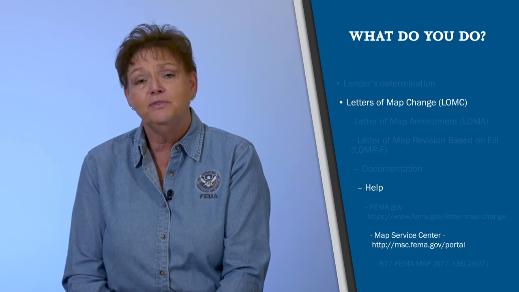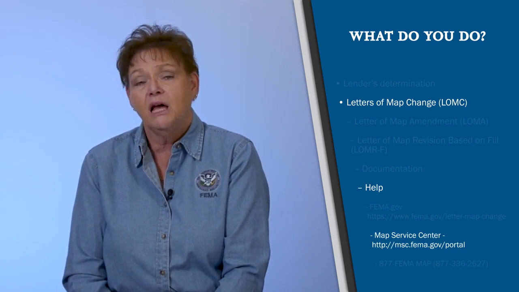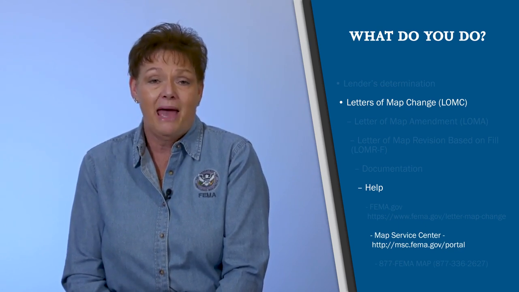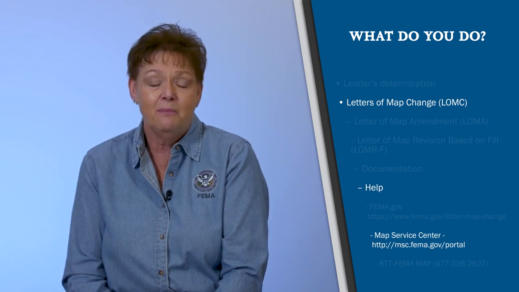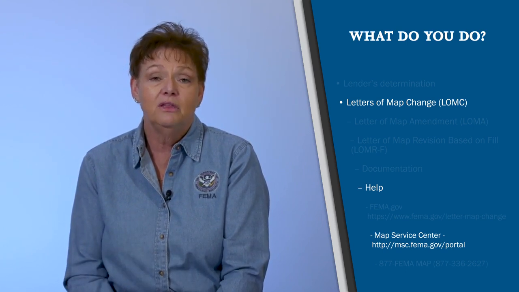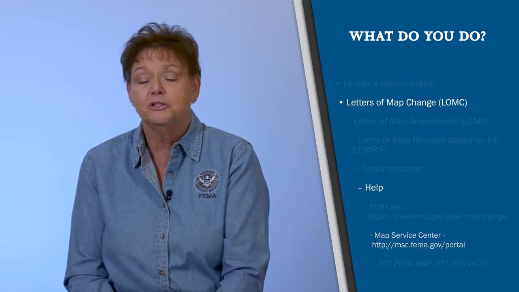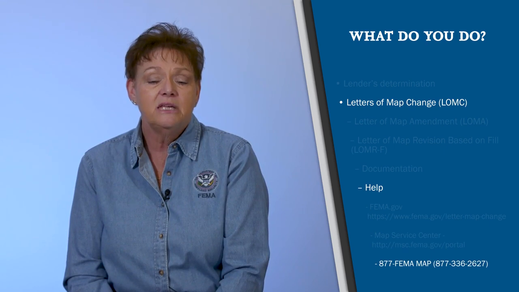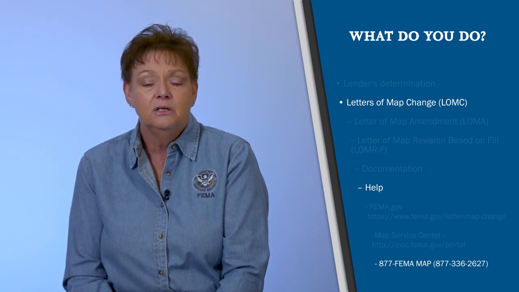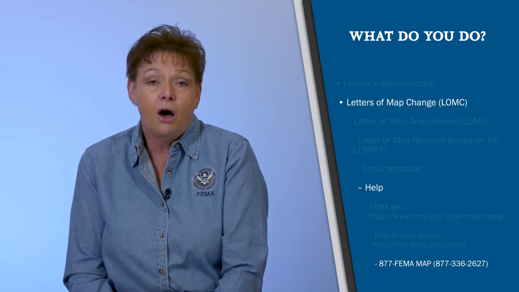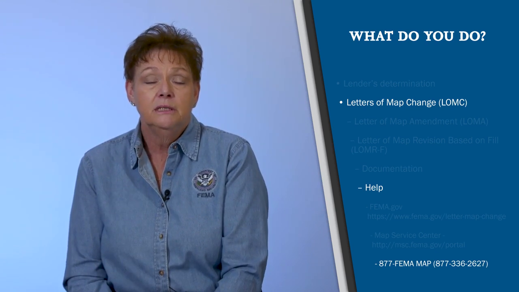You've got the Map Service Center, msc.fema.gov. Type in an address and it's going to bring up the flood map. On our newer maps, you're going to see an interactive map that you can actually put an aerial photograph underneath, and make sure you're looking at the right structure. There's also assistance through our Map Service Center, 877-FEMA-MAP, 336-2627, that you can call and they'll help walk you through there. You can also call our NFIP call center and get some information from there.